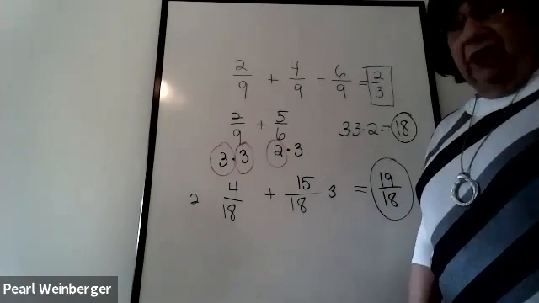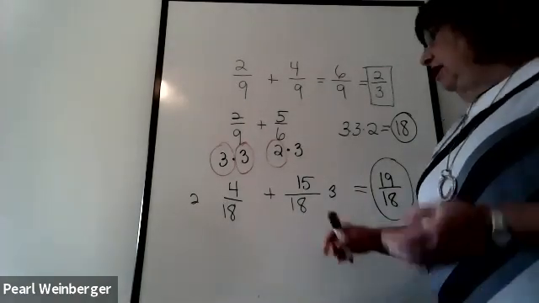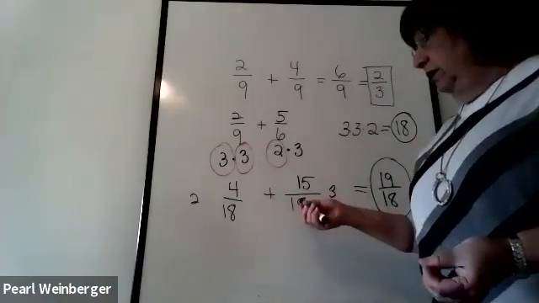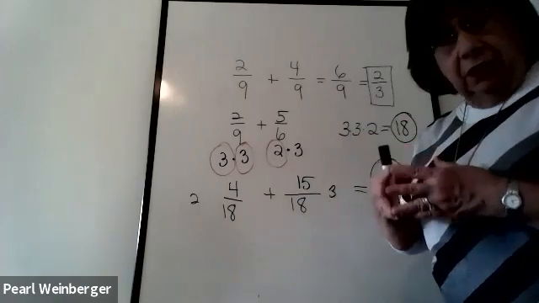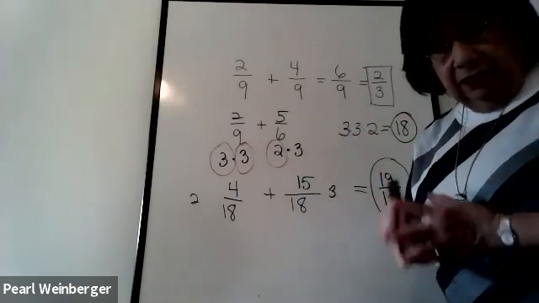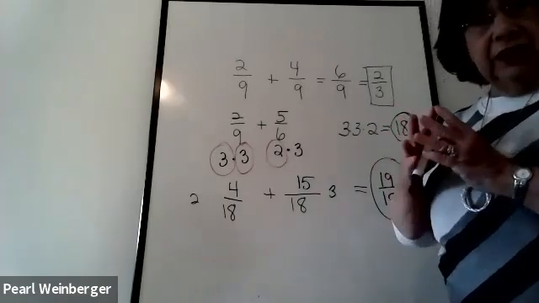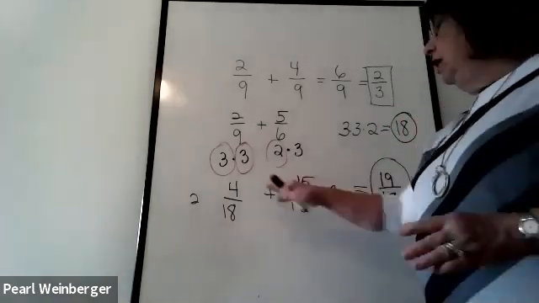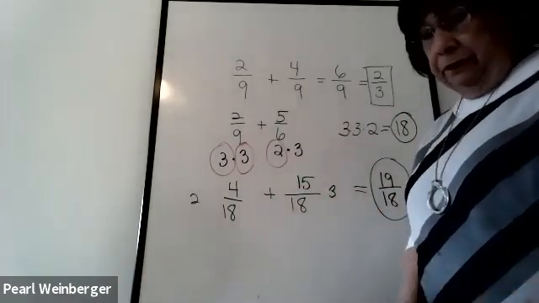So we now have the basics as to how to add, and if this would have been a minus sign, same exact steps. We need a common denominator, but instead of adding the numerators, we have to subtract them. But again, it's basically the same concept.